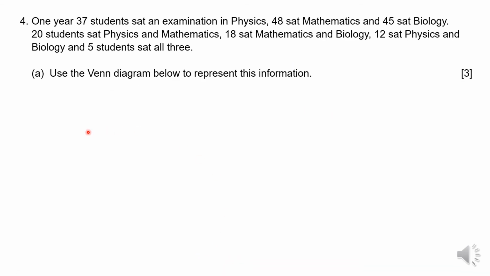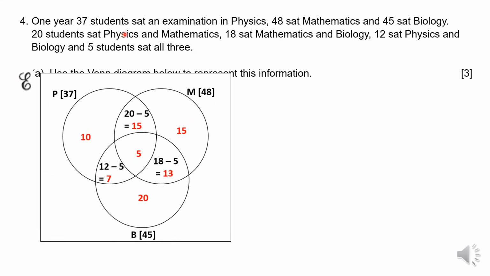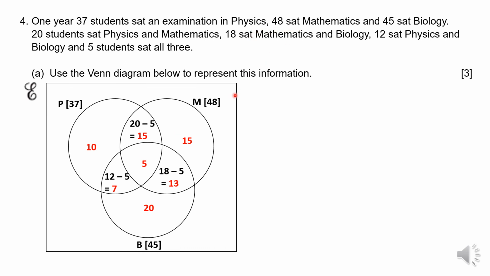Question 4, again, a question that deals with students choosing subjects. As you can see, 37 of the students are taking physics, and 48 are taking mathematics, and 45 are taking biology. And then they tell us that 5 students are sitting for all of that.